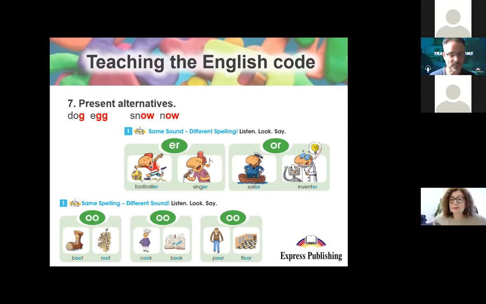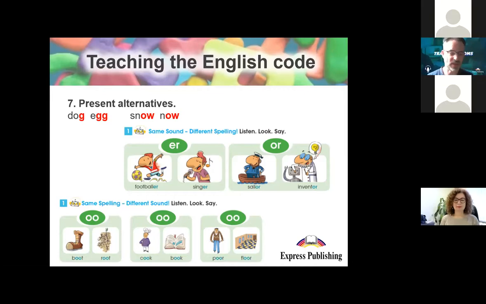Now, by the way, if you speak American English, this particular activity is slightly different. Here, in British English, footballer, singer, sailor, inventor have the same schwa kind of ending. If you're American, it is actually different. So if we were doing this for an American audience, we would have to change those examples, because sailor is pronounced slightly differently in American from, for example, singer.